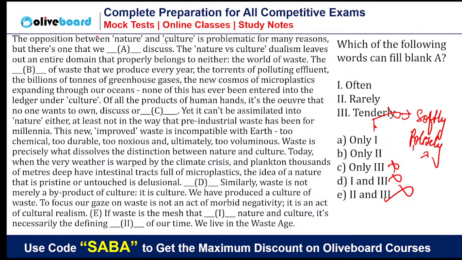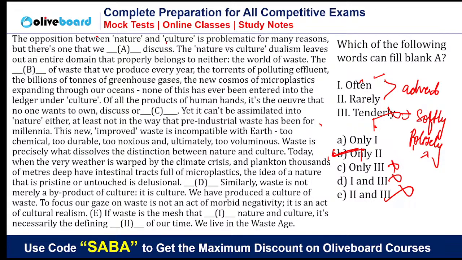The opposition between nature and culture is problematic for many reasons, but there is one that we dash discuss. Now this you have to get from the passage. Both are adverbs: that we often discuss, or that we never discuss, but but is the hint. So that we rarely discuss. There are many problematic reasons, but there is one that we rarely discuss.